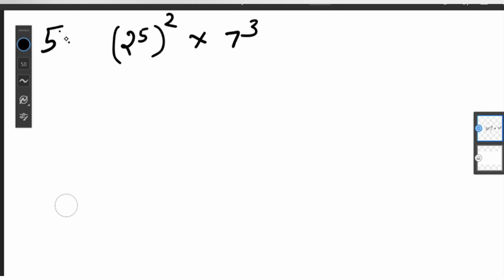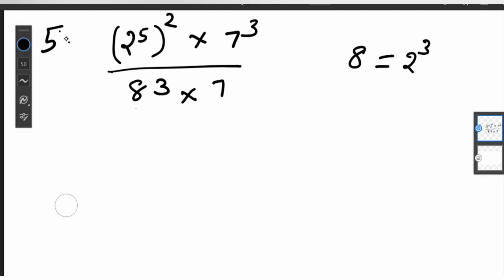5 to the power 2 to the power 5. Fifth question: (2 to the power 5) whole square into 7 to the power 3, divided by 8 cubed into 7. So this was our question. We have to write it in the same way.